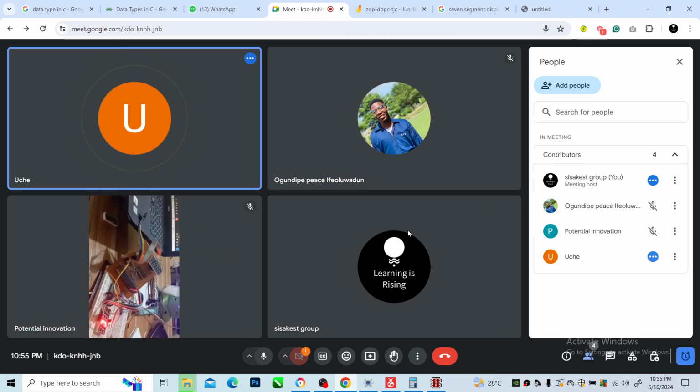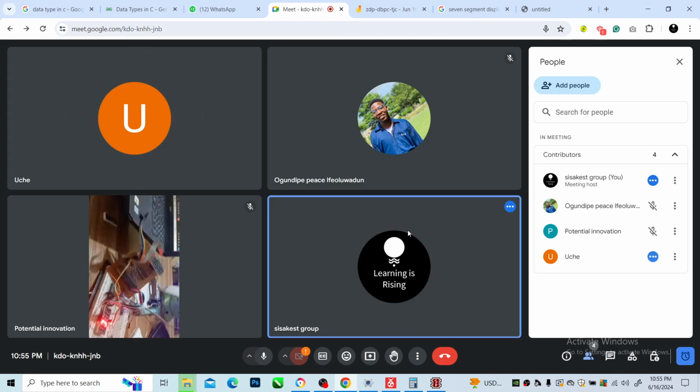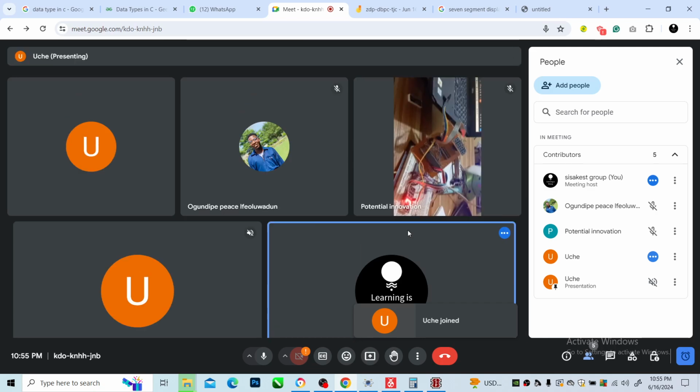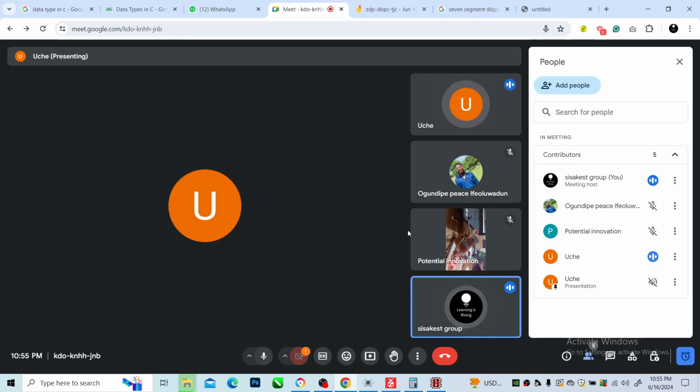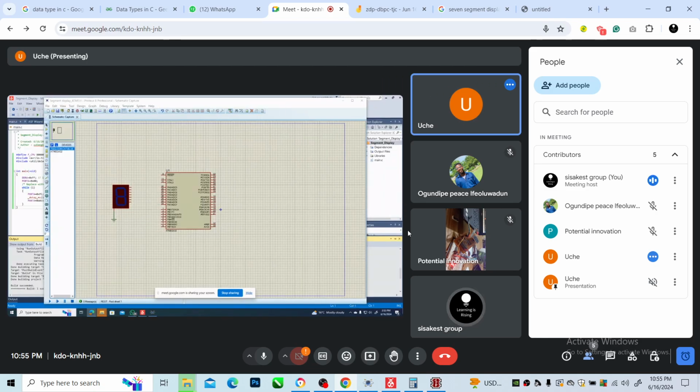Although I use a different segment, it should be the same thing. It's common cathode. Common anode will be different. It's common cathode that you're supposed to choose. I use common cathode, that's what I'm saying. So if it's common cathode, let's go. What is it showing? Now it's showing Proteus.